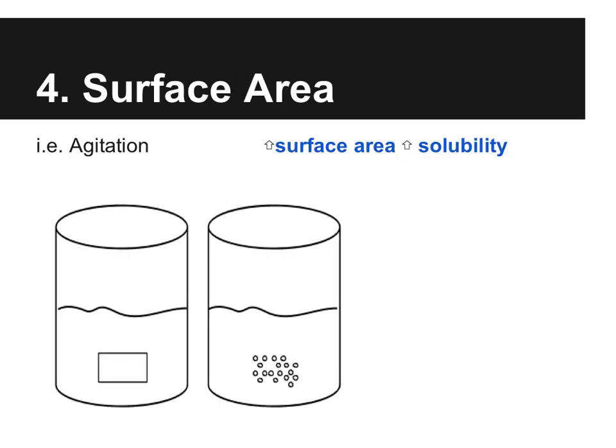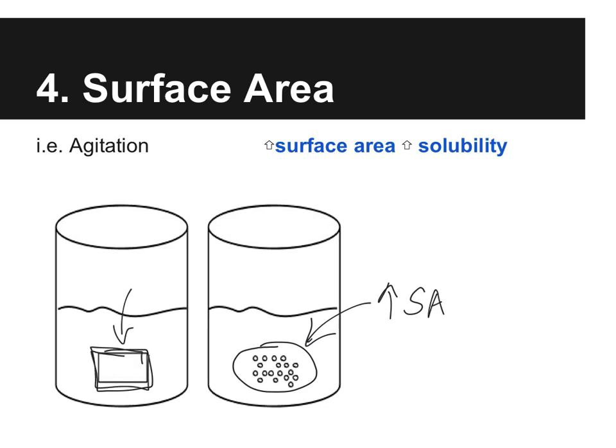The fourth factor that affects solubility is the surface area. So as surface area increases, the solubility will also increase. So for example, if you had just one square block that you were trying to dissolve versus lots of tiny little pellets, the one with the tiny pellets is going to dissolve faster because it has a greater surface area than the solid that is just one simple block. So this has low surface area.